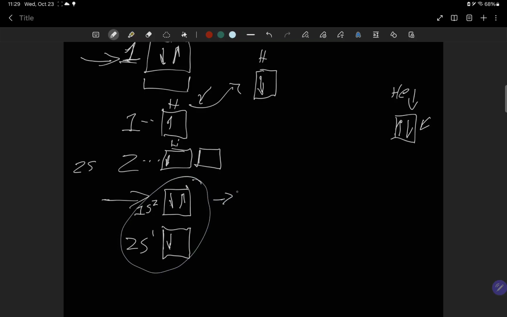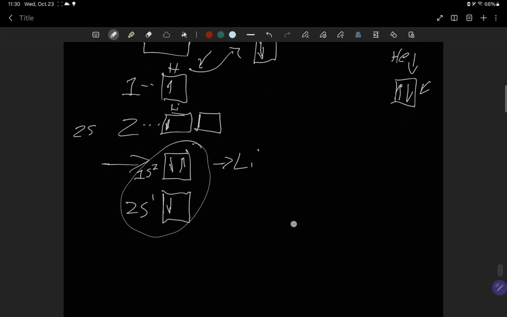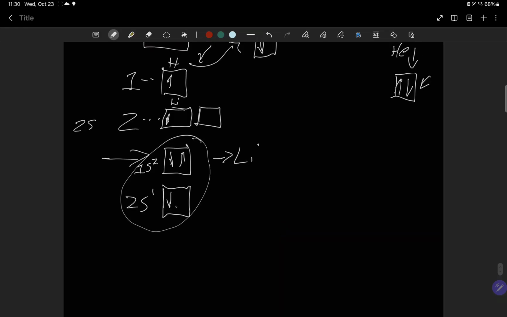Wait, so show me that again. What means it's only one electron? So lithium is element number 3. Meaning it has 3 protons. For it to be balanced or neutral, it also needs 3 electrons.